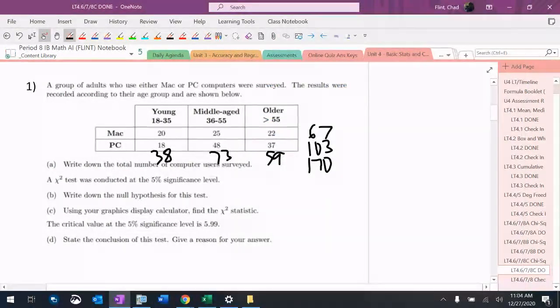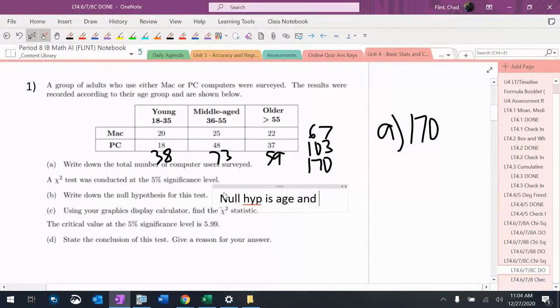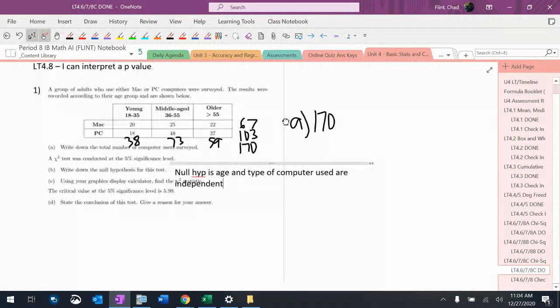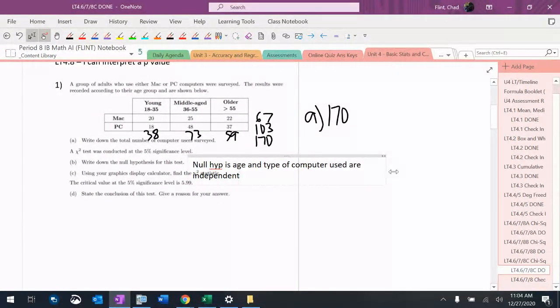So it says right on the total number of computer users surveyed. So A is 170. All right, so we got a 5% significance level on the null hypothesis. So the null hypothesis is age and type of computer used are independent. Make that a little bigger. So there we go. There's our null hypothesis.